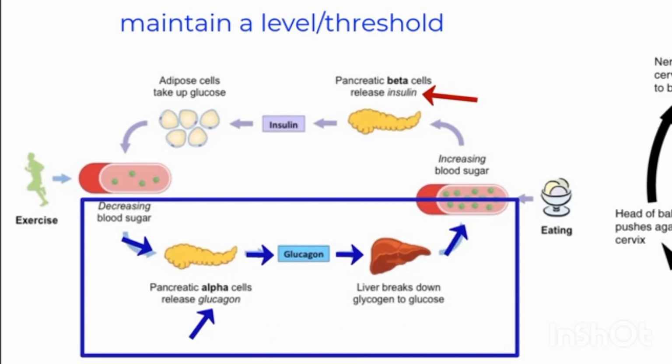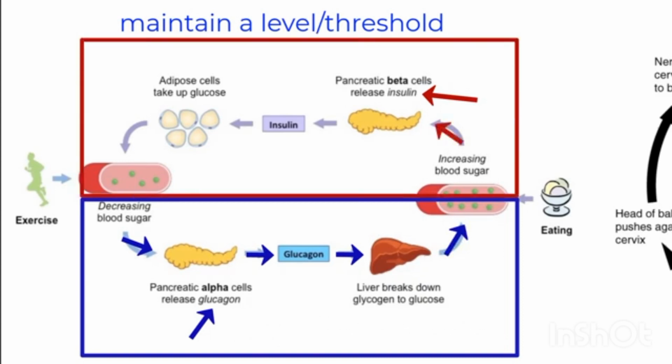On the flip side, if your blood sugar is too high, the hormone insulin is secreted from the pancreas, which signals cells to take in sugar and store it for later use, thereby decreasing the amount of sugar in the blood. Again, balance is the key to negative feedback.